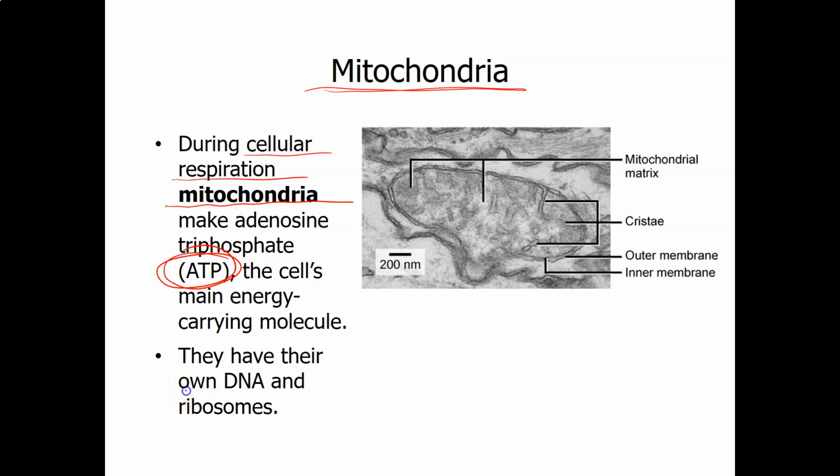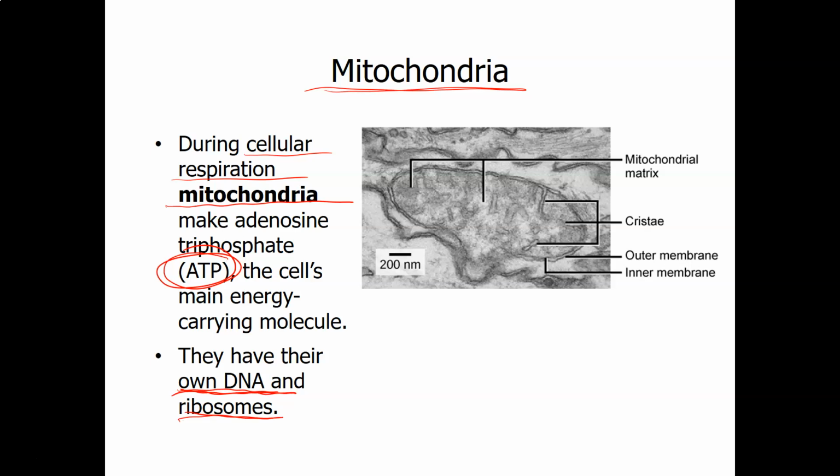Mitochondria does have its own DNA and its own ribosomes. It is thought that mitochondria actually evolved from bacterial cells, from prokaryotic cells that were engulfed by larger cells. And eventually they lived symbiotically until the prokaryotic cell was just an organelle called mitochondria.